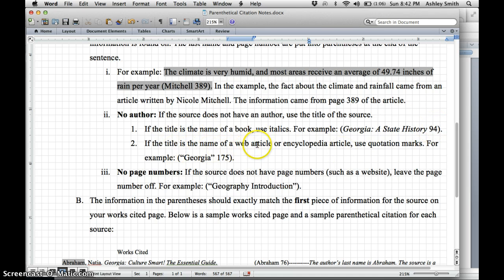If the title is the name of a web article or an encyclopedia article, then you put the title in quotation marks. For example, if I have an encyclopedia article called Georgia, I would put that information in quotation marks because it's the title of an article, and then follow it with the page number that the information was found on.